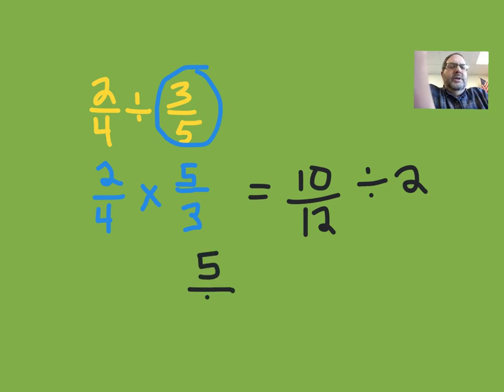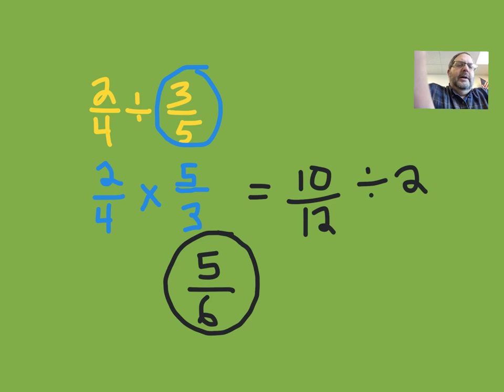12 divided by 2 is 6. And now I'm in lowest terms. I can't change this fraction any more than what I've done. So 5/6 is my answer.